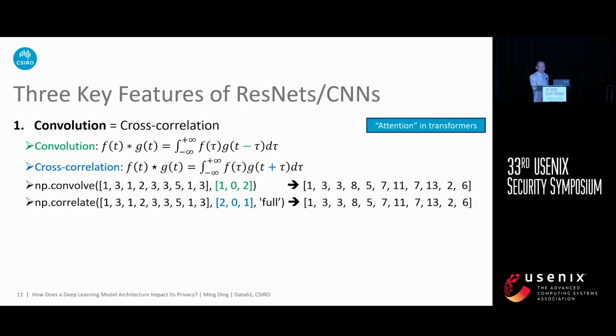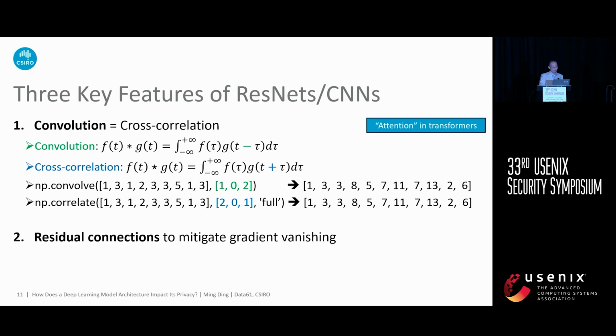In transformers, we also needed to calculate the correlations among tokens. And it has a fancy name, which is called attention. I'm pretty sure most of you are already familiar with this notion.